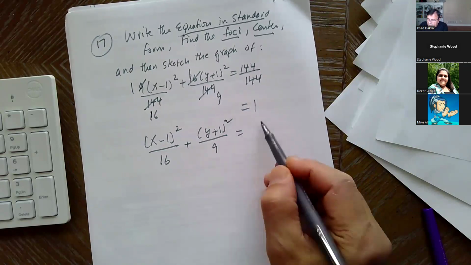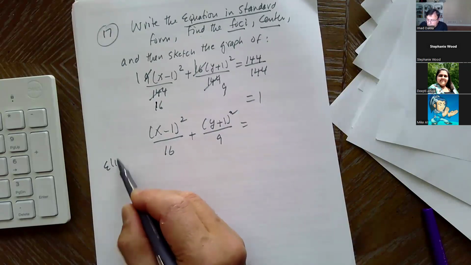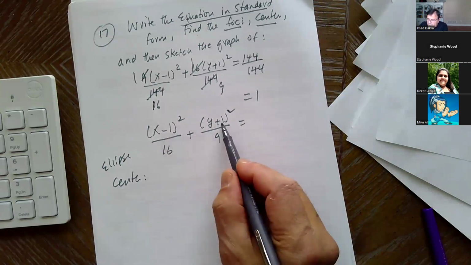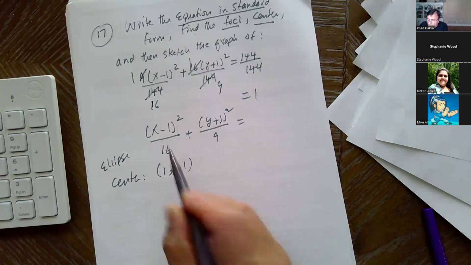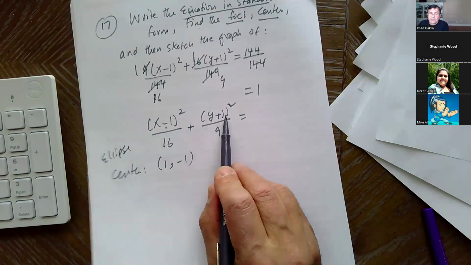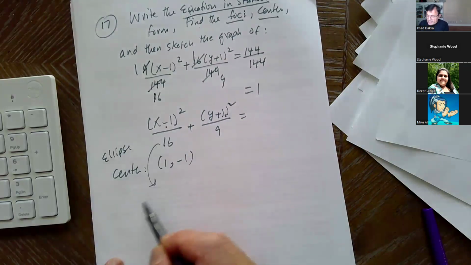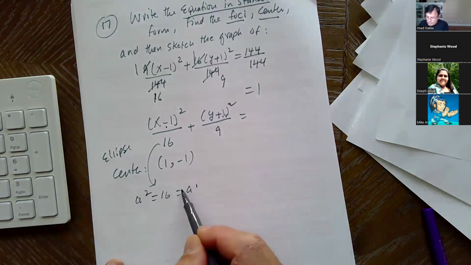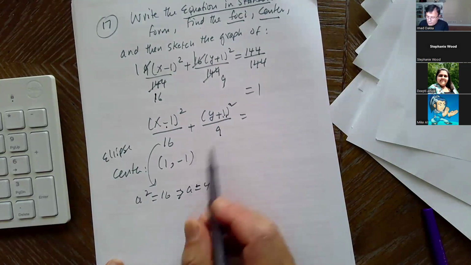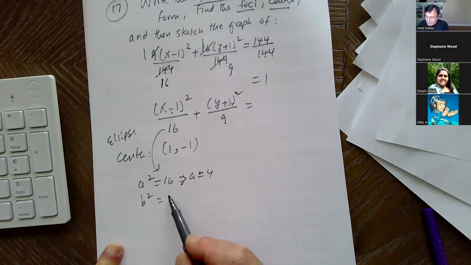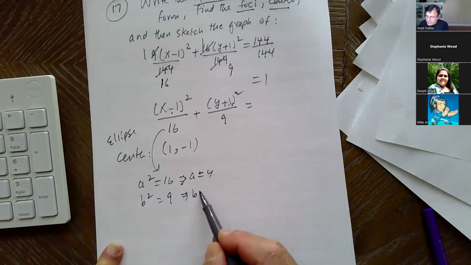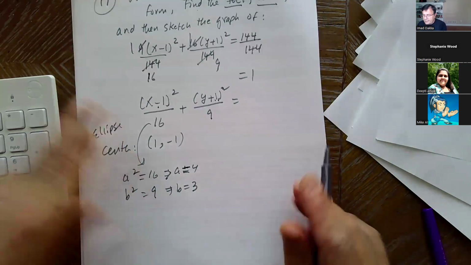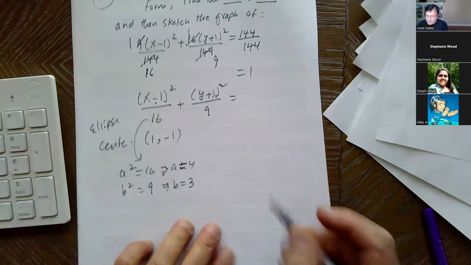And now we have an ellipse. It's centered at 1, negative 1. The opposite of negative 1, the opposite of 1. A squared is 16. So A is 4. B squared is 9. Remember, A is always the bigger value in an ellipse. So B is 3. So basically, the ellipse is centered at 1, negative 1.